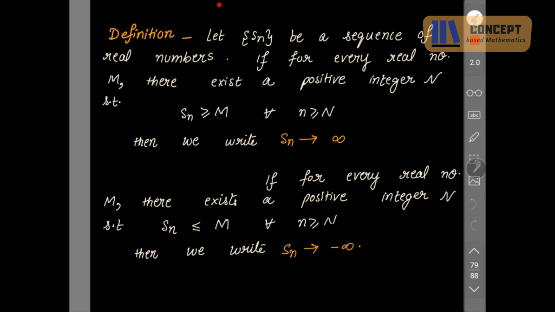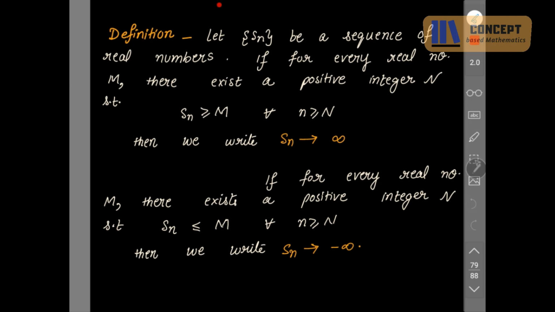N such that the element of the sequence Sn is greater than or equal to m for all n greater than or equal to this positive integer N, then we write Sn tending to infinity. And if for every real number m there exists a positive integer N such that this element Sn of the sequence is less than or equal to m for all n greater than or equal to N, then we write Sn is tending to minus infinity.